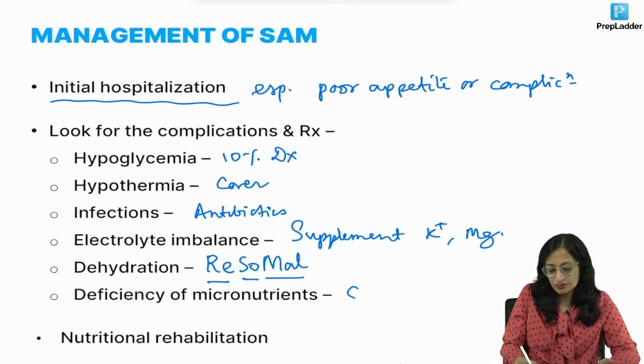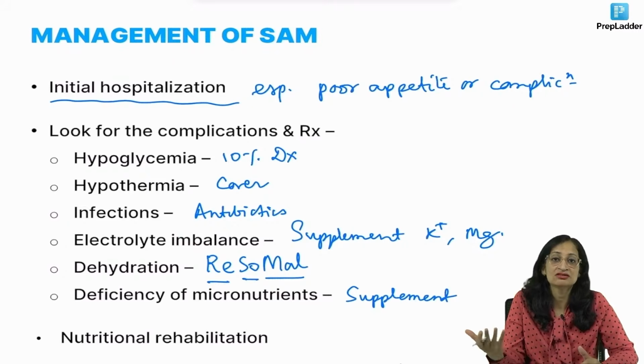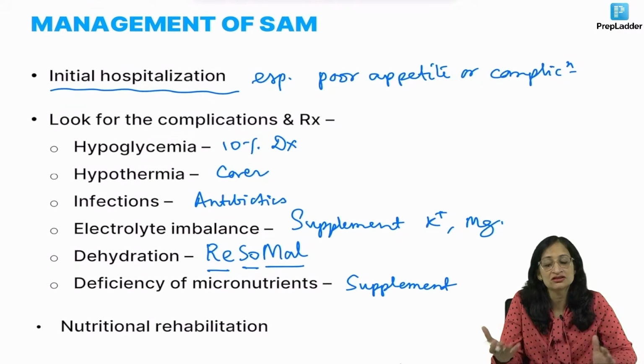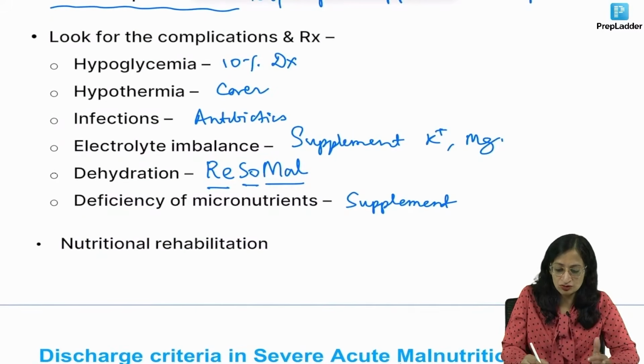And for deficiency of micronutrients, again you need to supplement. But remember, iron is not given in the initial phase. It is given only later, in the rehabilitation phase. Otherwise, it interferes with the recovery or healing. Now, nutritional rehabilitation, of course, we start with low calories and proteins.